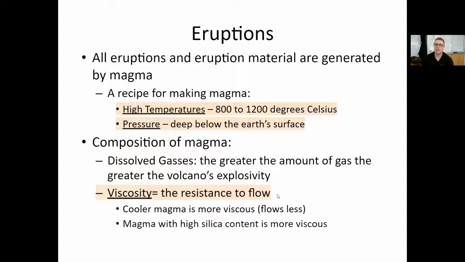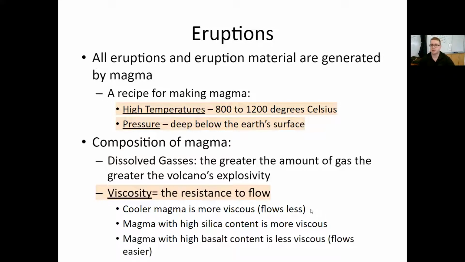Let's get a little more description of those two. If we have a cool magma, it's more viscous. It flows less. It's more solid. It's not going to be able to move as quickly. If you have something with a high silica content, that also contributes to it being more viscous. If it has more basalt content, it's less viscous. It flows easier. Some people can get this concept confused, because if I hear that something is highly viscous, immediately I think, well, why isn't it going faster? Why do highly viscous things flow slowly? It's just how it's described.